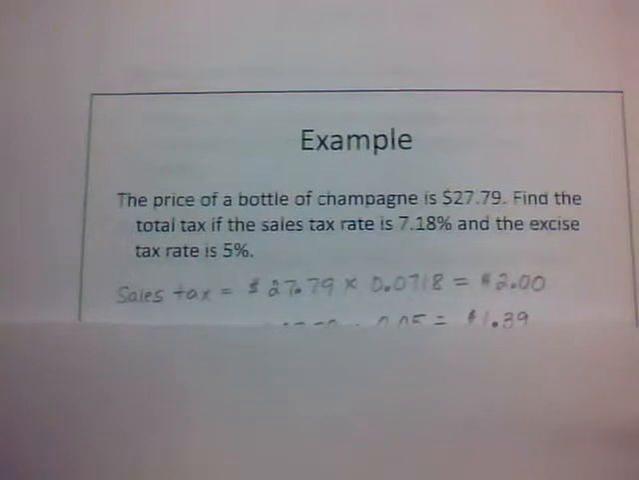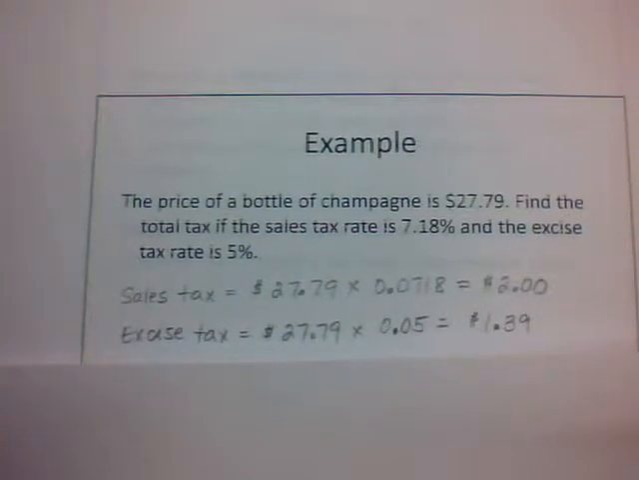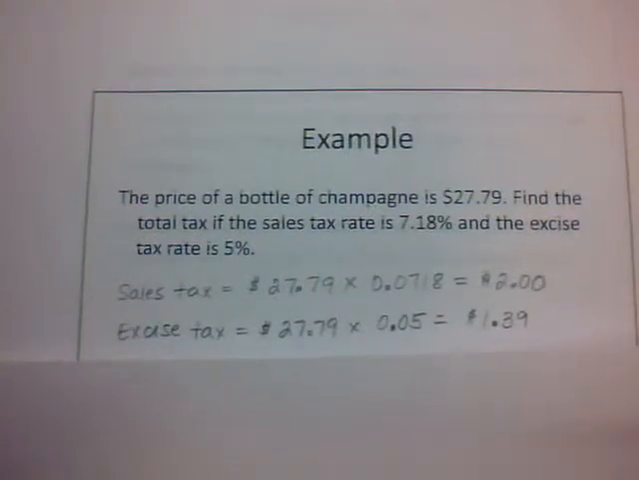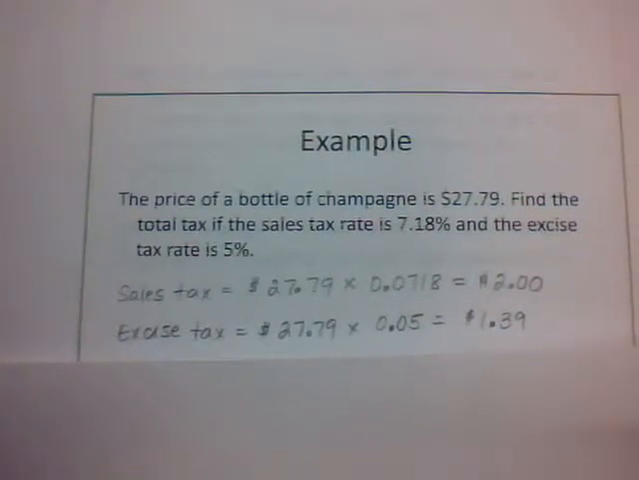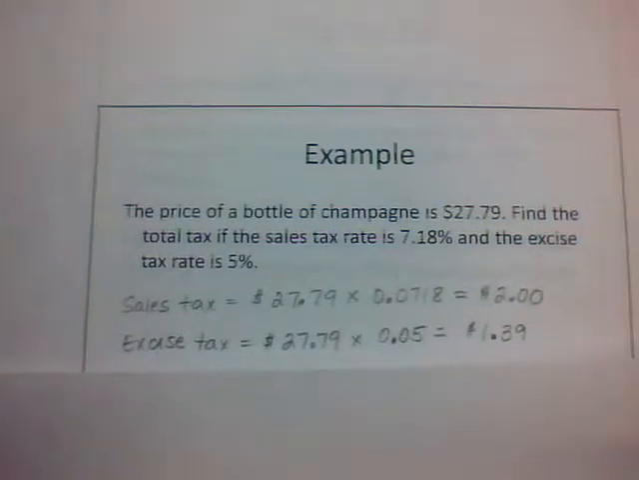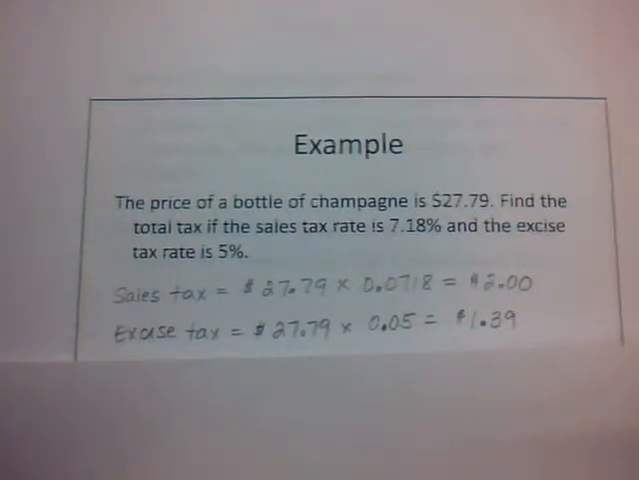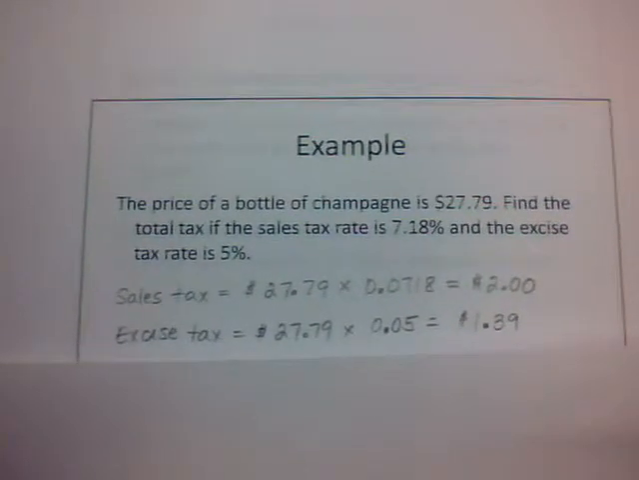Now let's find the excise tax. Here, 5% as a decimal will be 0.05. We multiply that by $27.79 to get approximately $1.39. So the excise tax on the bottle of champagne will be $1.39.